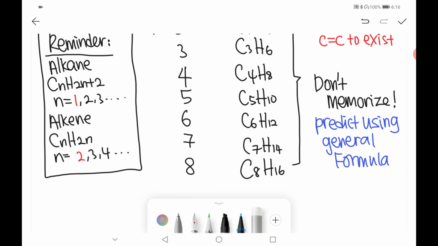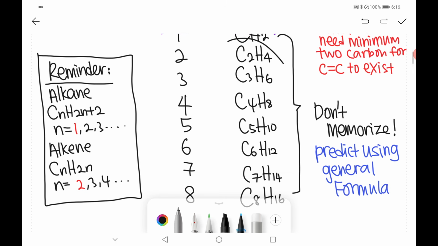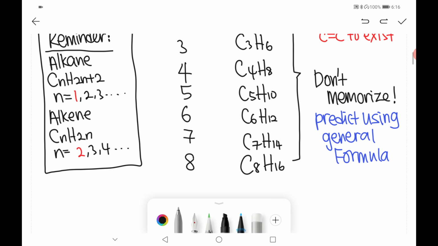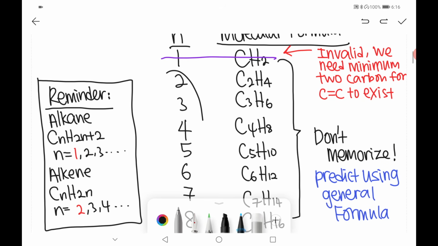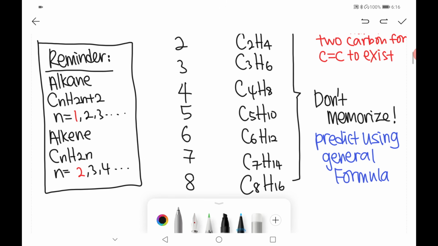If you substitute the n, this is the formula that you get. Remember, all these formulas, you don't need to memorize. You can use the general formula to predict. What is the general formula again? CnH2n. You substitute n with the number of carbon that you want, then you will get your molecular formula. This is the quick reminder that I mentioned just now. For alkane, the n can start from 1. For alkene, the n must start from 2. This is very important.